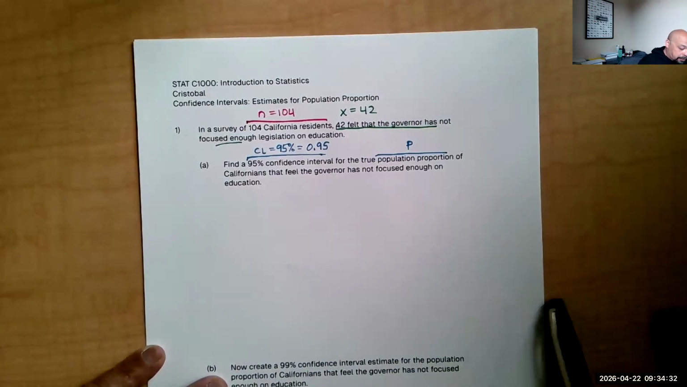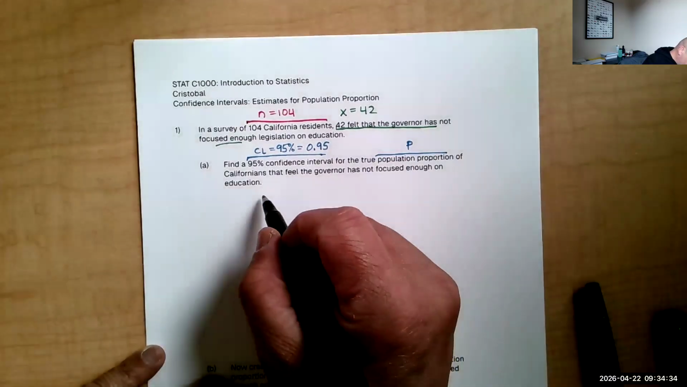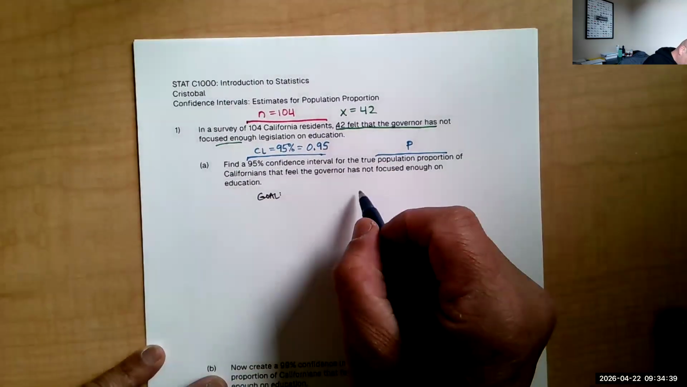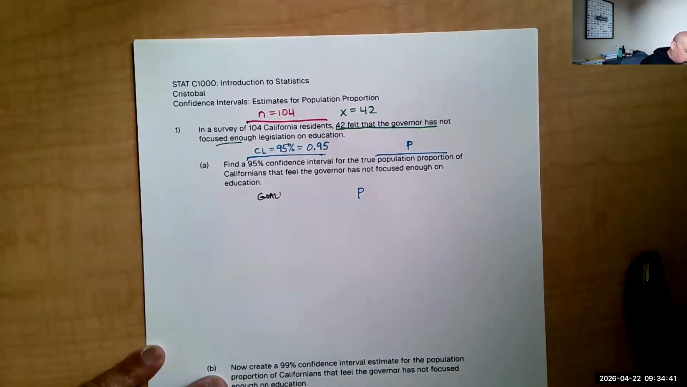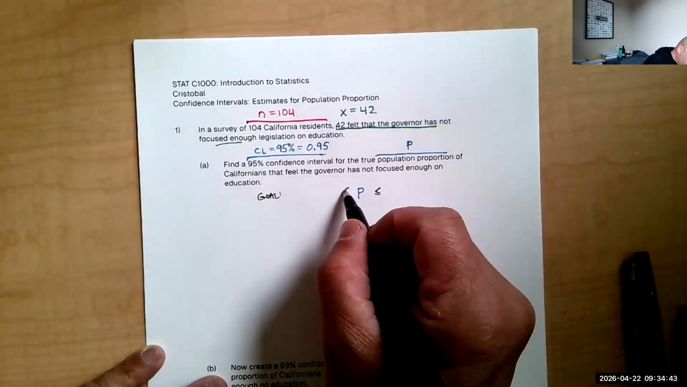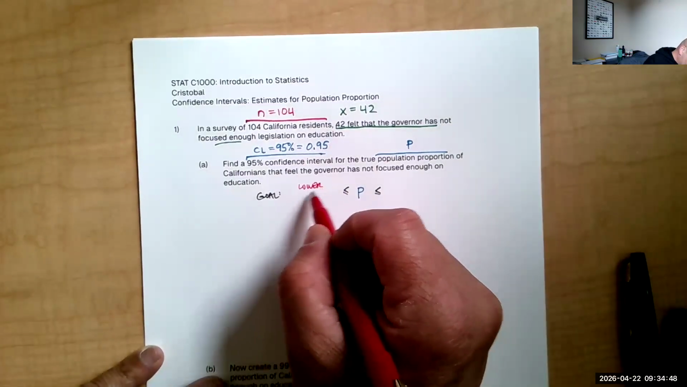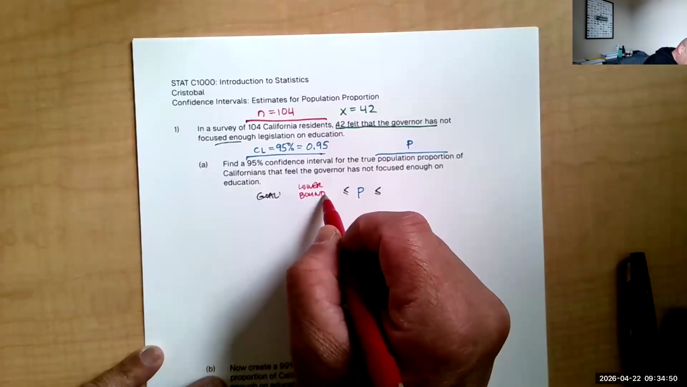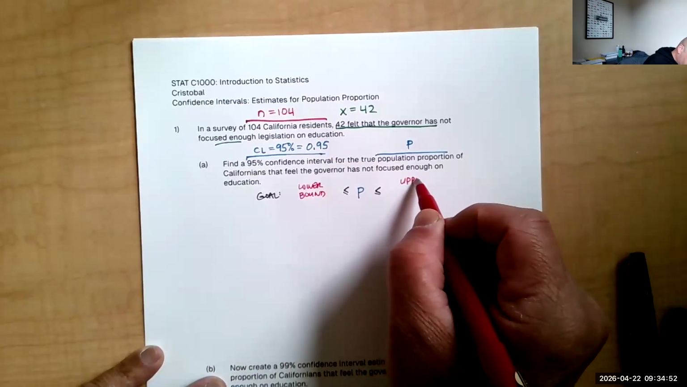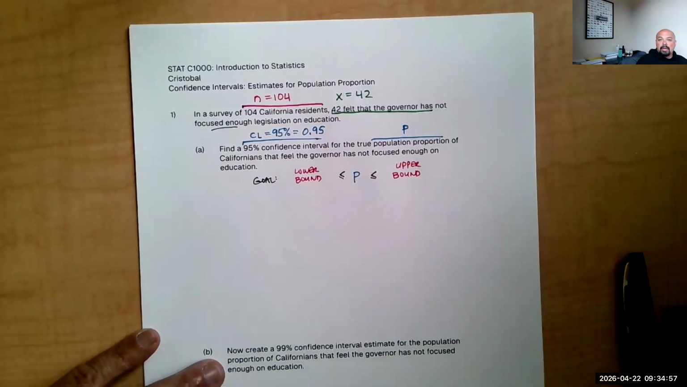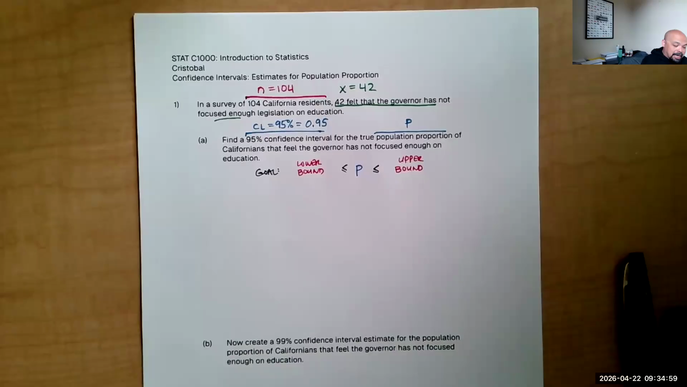In this problem, our hope is to have this interval where we have our proportion P in the middle for our population. Now we need to figure out what that lower bound and upper bound values are going to be, what that population proportion might be with 95% confidence based on this sample of data.